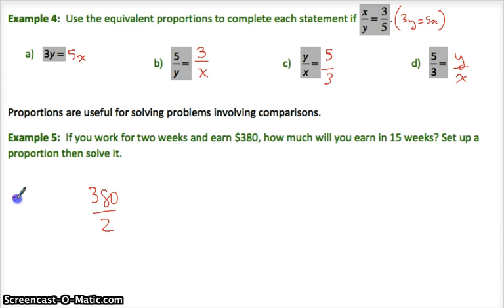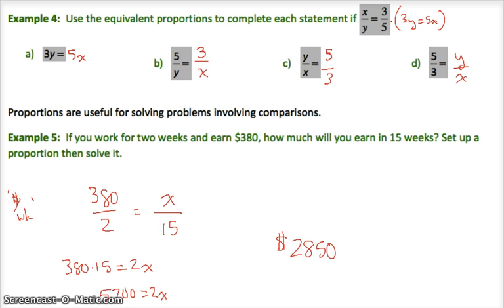So I'm thinking in dollars per week. It's kind of the way I'm thinking of it. $380 in 2 weeks is the same as how much in 15 weeks. Pause for algebra, and I just cross multiply and solve, and I get $28.50. Take a look at that if it doesn't make sense.